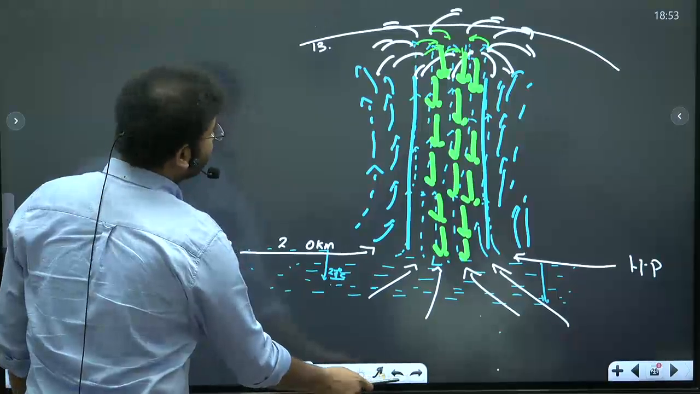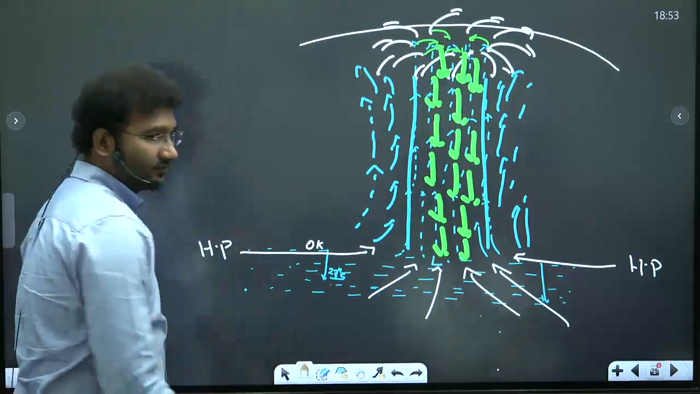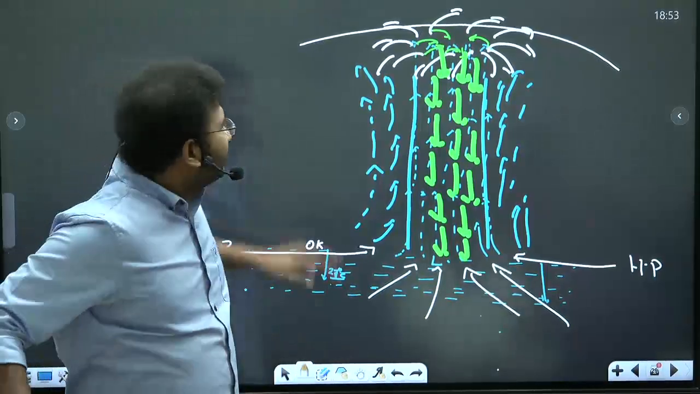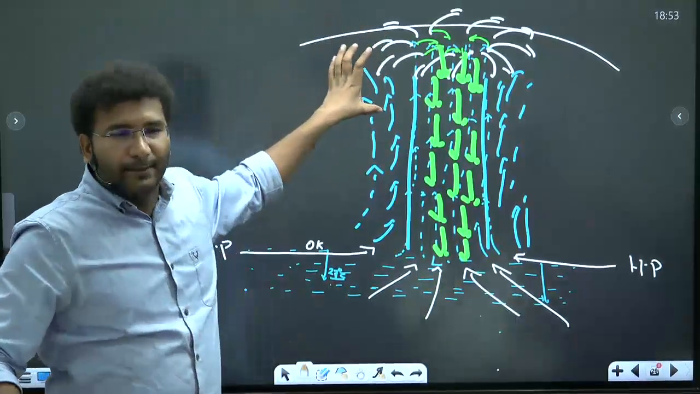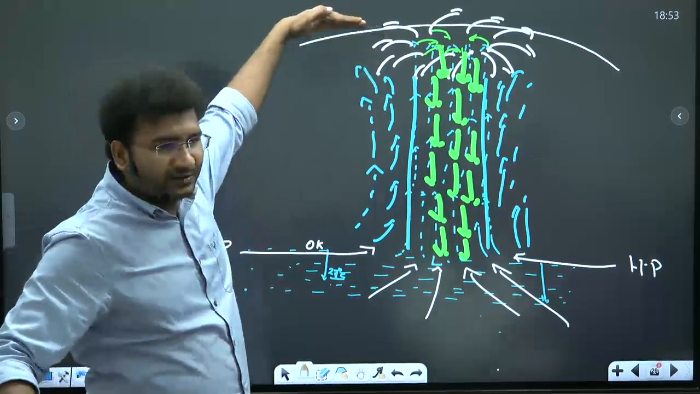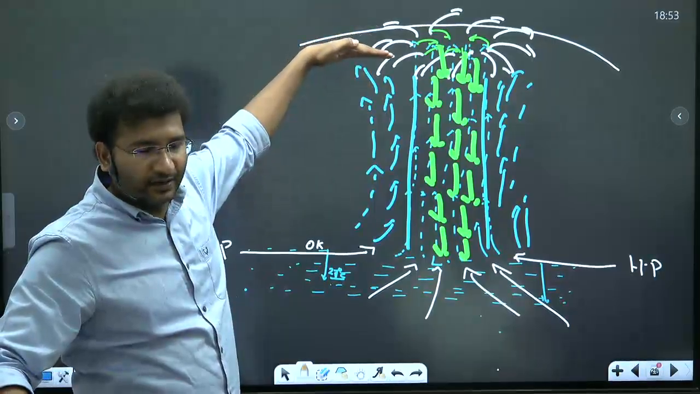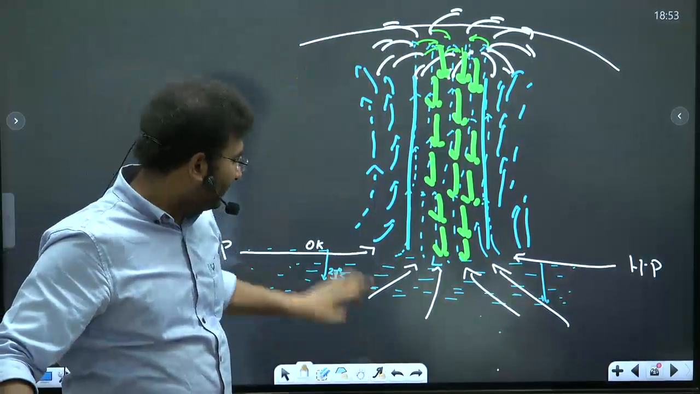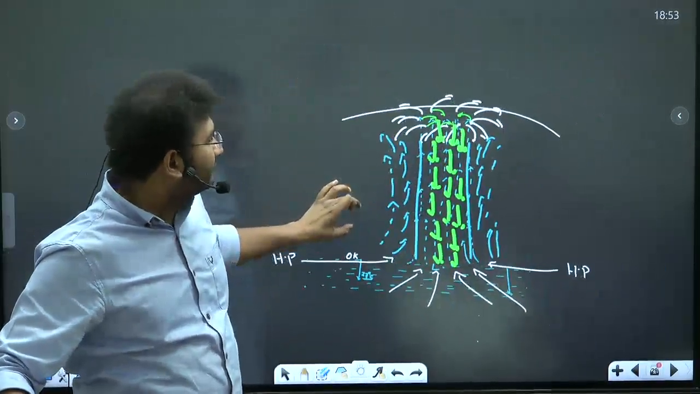I hope you got this. Okay. Jet stream इधर ही होता है. ठीक है? Jet stream is within the troposphere. ठीक है? Beyond that, you will find ozone here. Ozone is here.